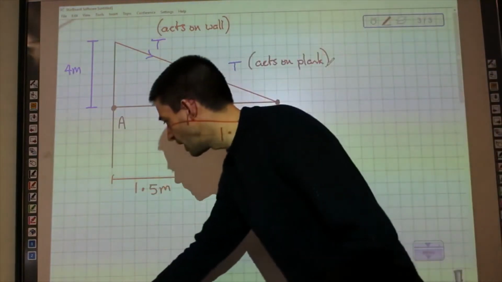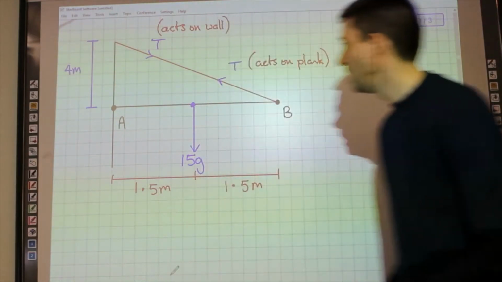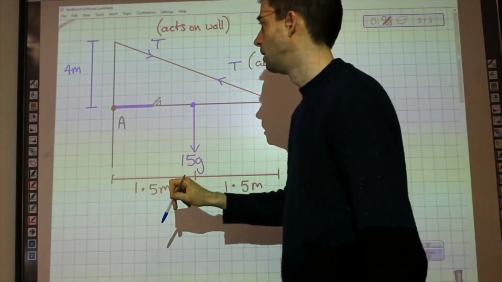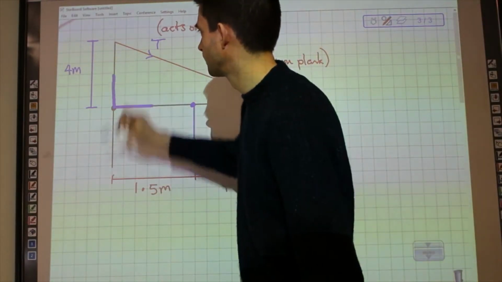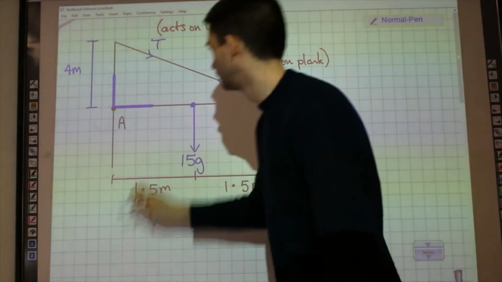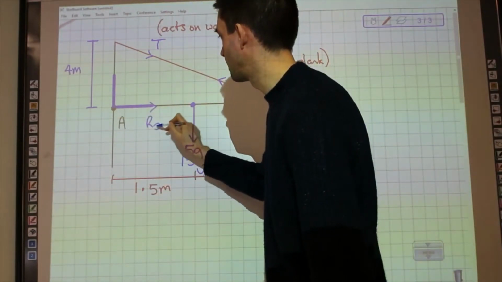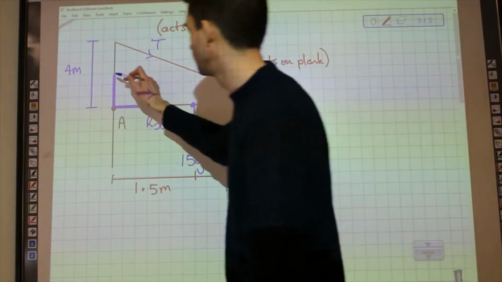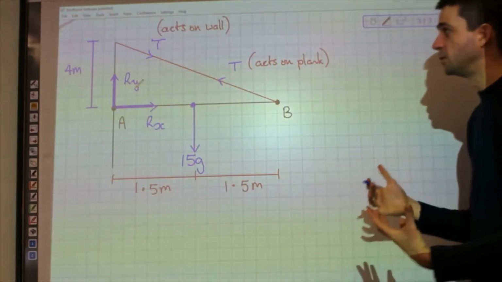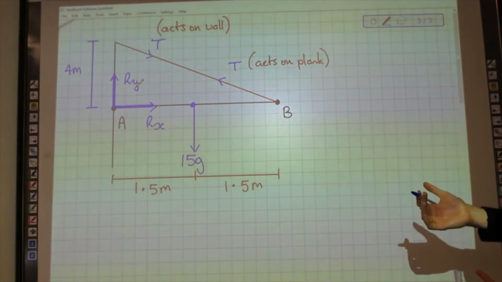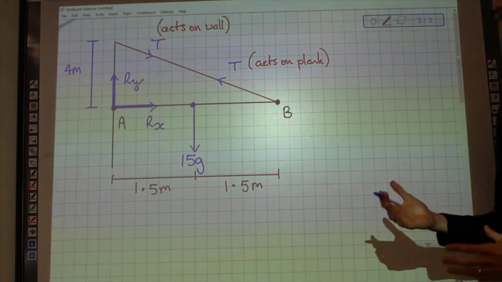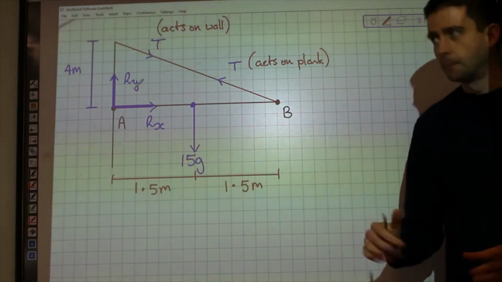So what we do for the reaction force at a hinge is we model the reaction force as having a horizontal component and a vertical component, which I will call reaction X for the x-axis, and reaction Y for the y-axis. So we have two components of reaction going on here because it's a hinge. You may be thinking at this stage, how did he know which way to draw those two arrows? I'll deal with that later on.